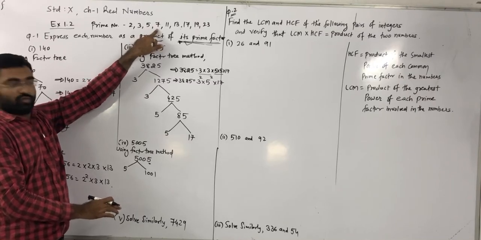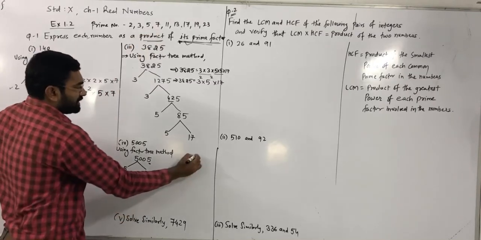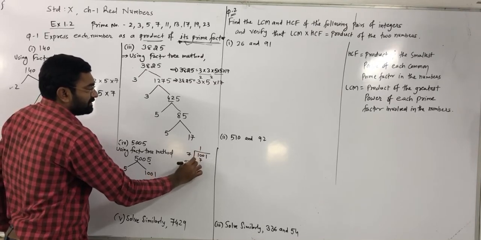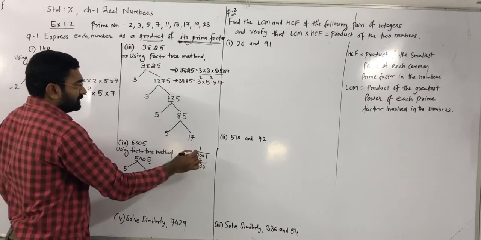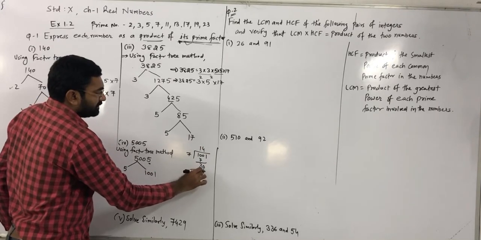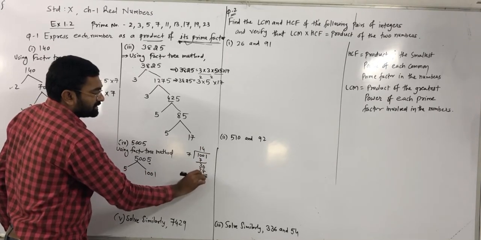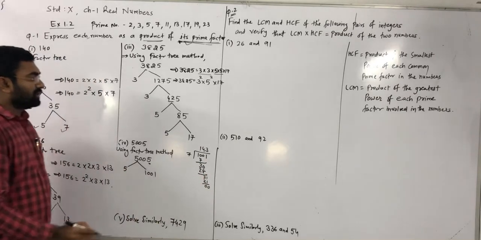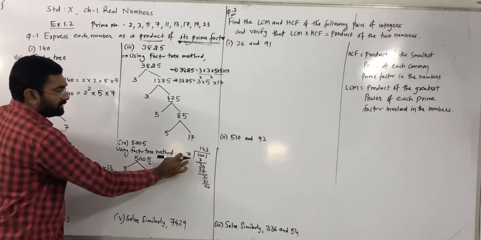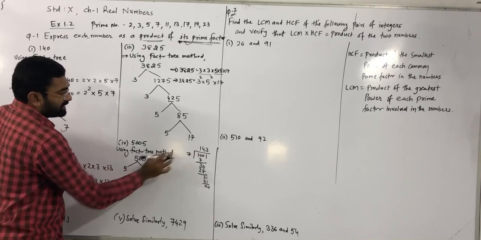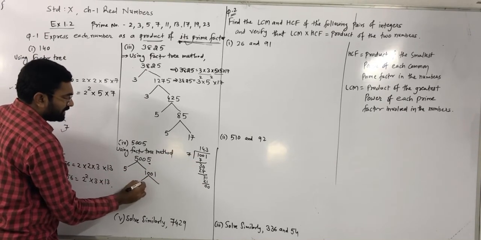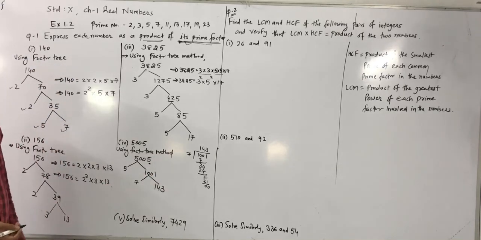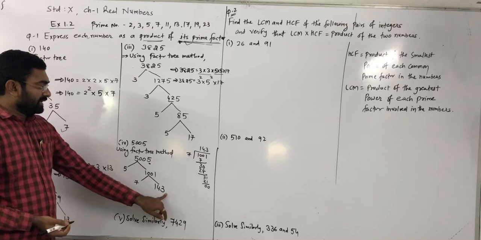Now we have to check for 7. So 1001 divided by 7. So 7 ones are 7, we get 30, right? 7 fours are 28, we get 2 as a remainder and 1 is there, 7 threes are 21. Okay, so here the remainder is 0, it means 1001 is divisible by 7. So we get 143. Now this number is divisible by which number?